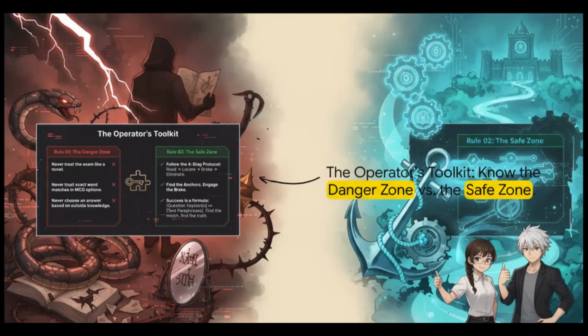So let's wrap all this intel up into what we'll call the operator's toolkit. Think of these as your rules of engagement. On one side, you've got the danger zone. Rule 1, don't read the passage like it's a novel from start to finish. Rule 2, never, and I mean ever, trust an exact word match. And Rule 3, don't bring in any outside knowledge. On the other side, you've got the safe zone. This is where you live. Always follow the 4-step protocol. Always find your anchors. Always engage the break. Success here is a formula. It's that simple. The keywords in the question will lead you to a paraphrase in the text. Find that match, and you've found the truth.